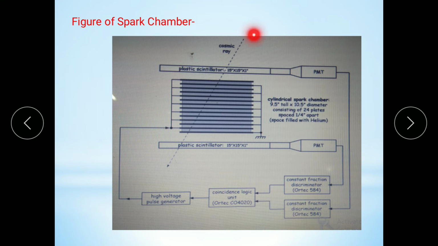Means what? When that particle goes through that PMT and enters here, after that it goes to the high voltage pulse generator. Means when that particle, the cosmic ray, comes from here and goes out from here, first it gives the spark, the line of the spark. After that this goes to the high voltage pulse generator, which again gives high voltage to the alternate plate of that spark chamber.